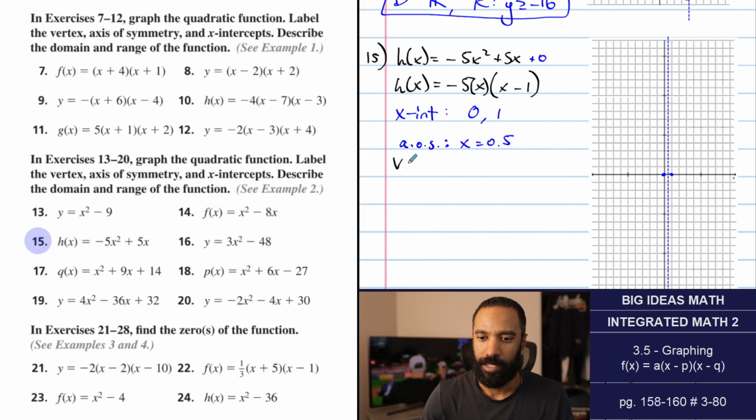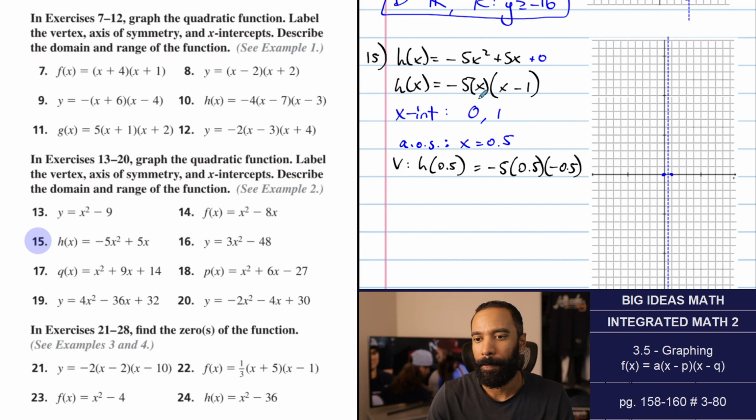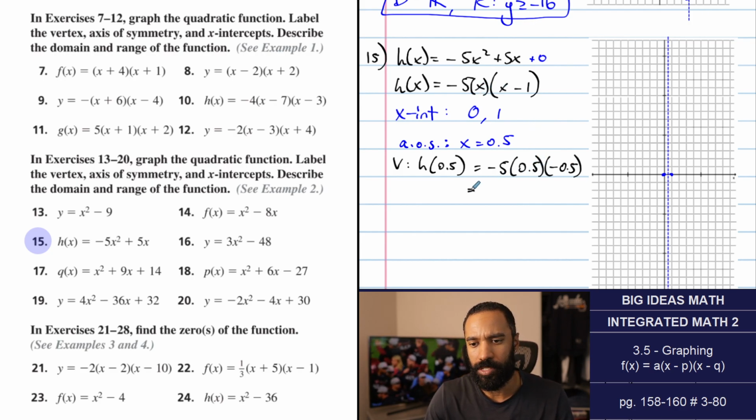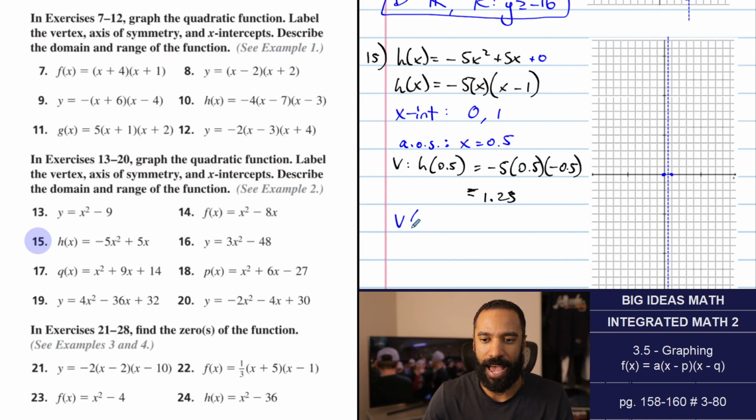Let's find h of 0.5 in my vertex form. I'll get negative 5 times 0.5 times negative 0.5. That's 0.5 minus 1, right? 0.5 times negative 0.5. We had that number before, right? This was something? Half of 1.25? So 1.25 here. Last time it might have been negative. This time it's positive. So the vertex is going to be at 0.5, comma 1.25.